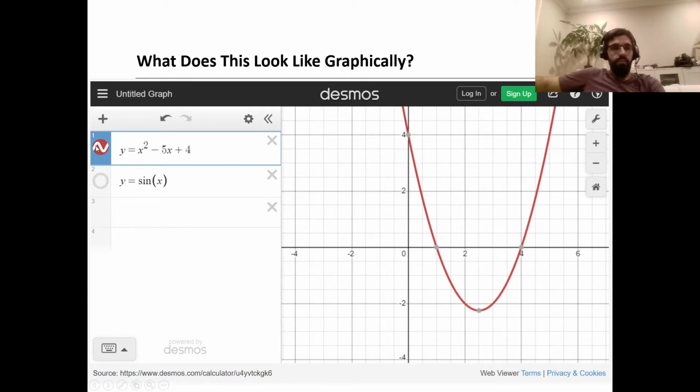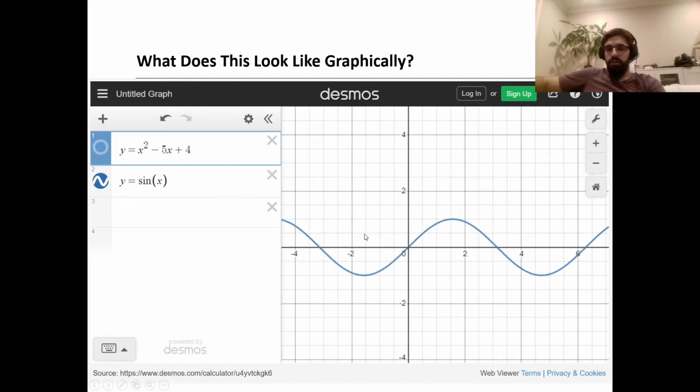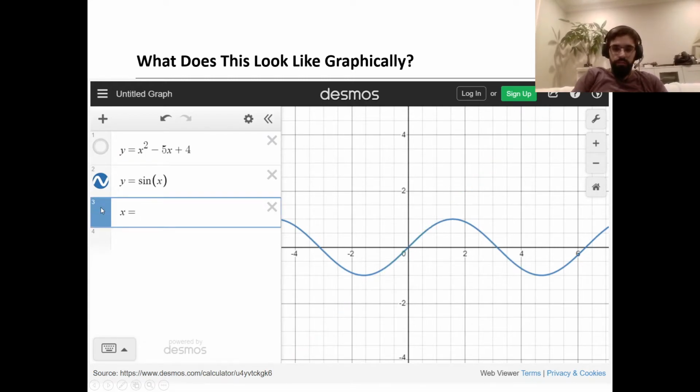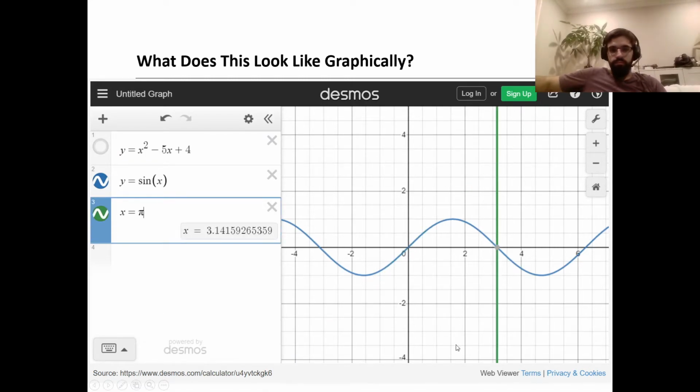If we look at our sine of x function, we can find x equals pi. And we see that f of pi is equal to 0, which is consistent with the limit as x approaches pi from the left and from the right, both limits equal 0.